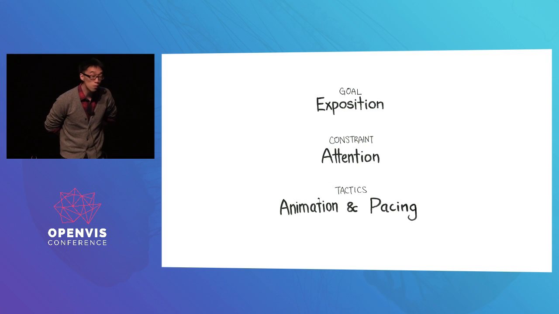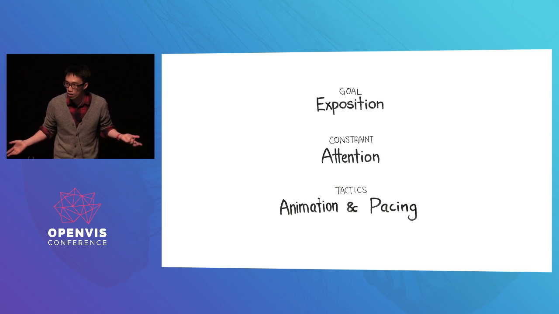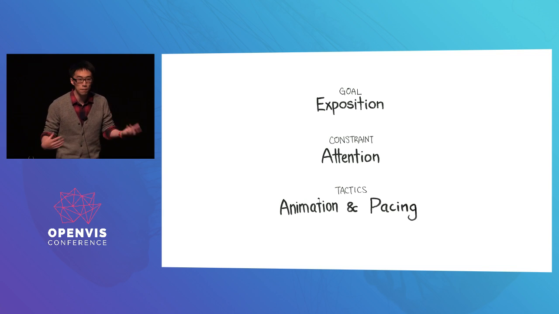And so I'm going to go over three things, actually. The goal is exposition and explaining something. What are we dealing with in terms of constraints? What are we dealing with in terms of how do we do this? I will argue that the most important constraint you're dealing with is not screen size, is not color, is not time, is not the amount of information you're dealing with, it is attention.